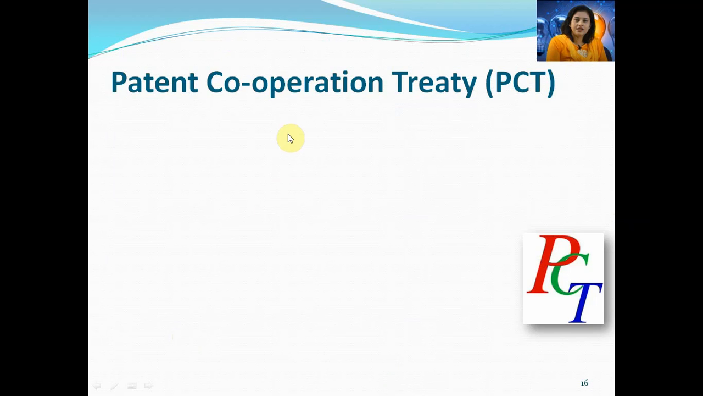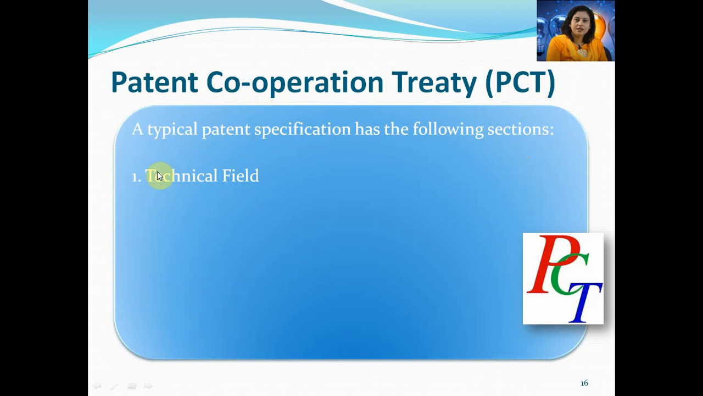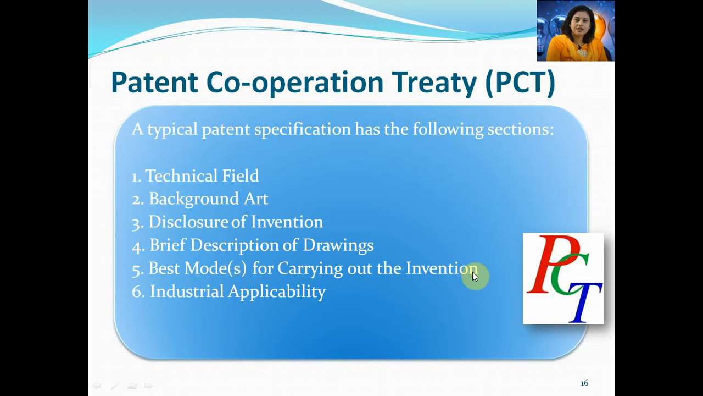Next comes PCT or Patent Cooperation Treaty. A typical patent specification of PCT has the following sections. It consists of technical field, background art, disclosure of invention, brief description of drawings, best modes for carrying out the invention, industrial applicability, and claims.